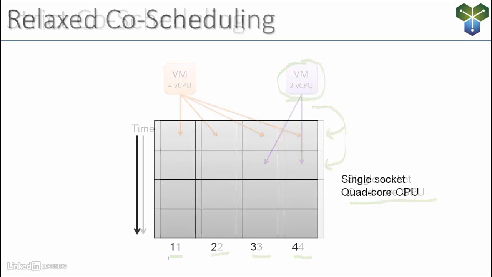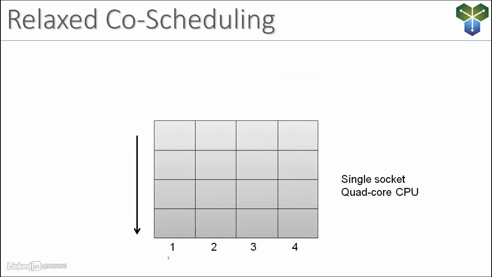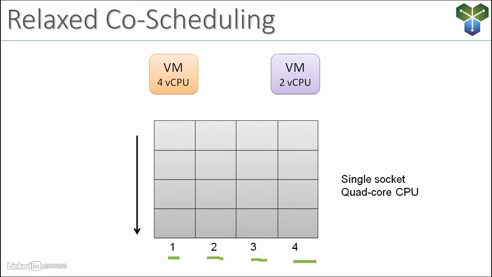Okay, so now that we've talked about the way things used to work with strict co-scheduling, let's talk about the way things are now with relaxed co-scheduling. Again, I have a single socket quad core CPU, 4 processor cores, and again, I have the same 2 virtual machines. My orange VM with 4 CPUs, my purple VM with 2. And a similar situation occurs.